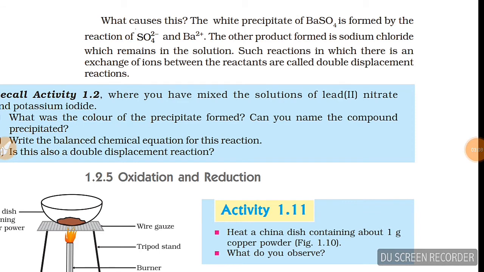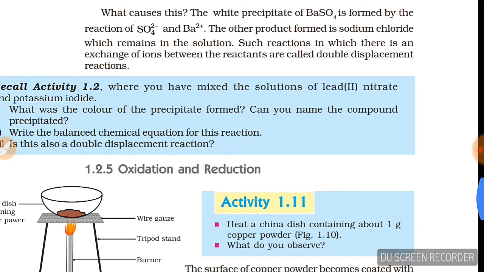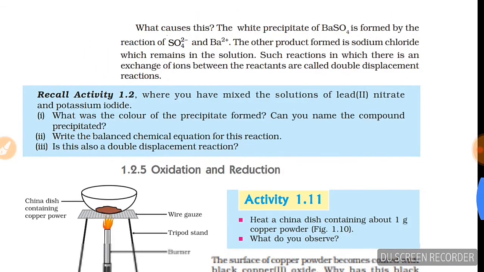See here, the white precipitate formed is barium sulfate. So sulfate is what? -2. Barium is what? +2. So the exchange of ions is taking place. So the precipitate is of what? Of barium sulfate. Got it? The precipitation is formed of barium sulfate.